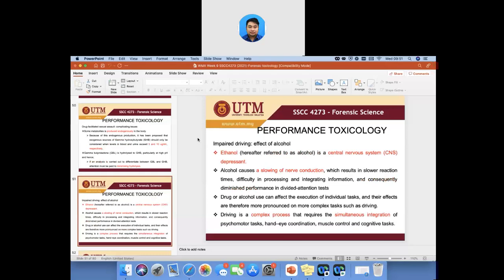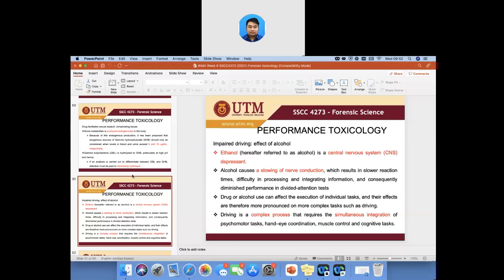Okay, so impaired driving. Now we have looked into doping and drug facilitated sexual assault. Now we are going to look at impaired driving and the effect of alcohol. Ethanol, which is a type of alcohol, is a central nervous system depressant, a CNS depressant. Alcohol causes a slowing of nerve conduction, results in slower reaction times, difficulty in processing and integrating information, and consequently diminishes the performance of tasks requiring undivided attention.